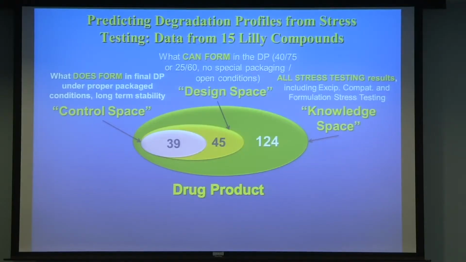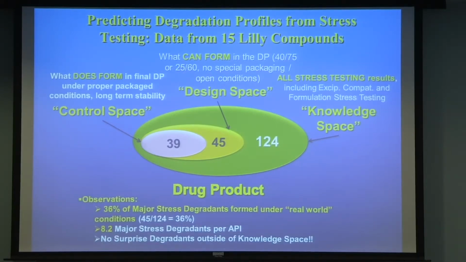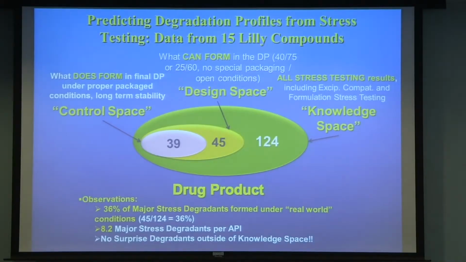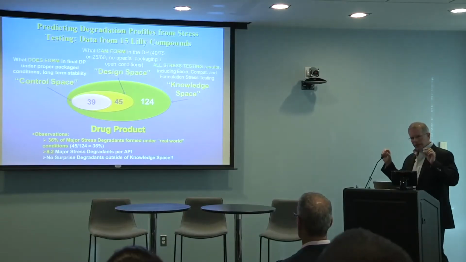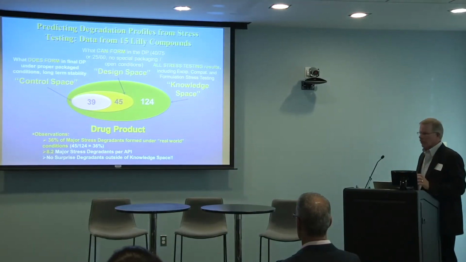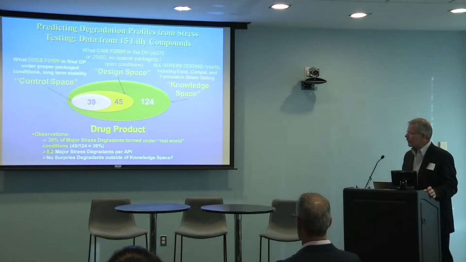So looking at those 15 compounds, here's what it looked like. Our knowledge space was 124 total compounds out of 15 products. And so it's not exorbitant. It's about 8.2 major degradants per drug and drug product. So it's not an excessive number. Some people would think, oh, you must be looking at 30. Well, if you're looking at the grass, the very small degradation products, maybe so, but if you focus in on the major, it's not that many.